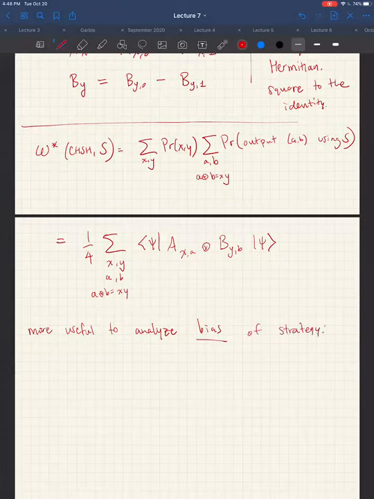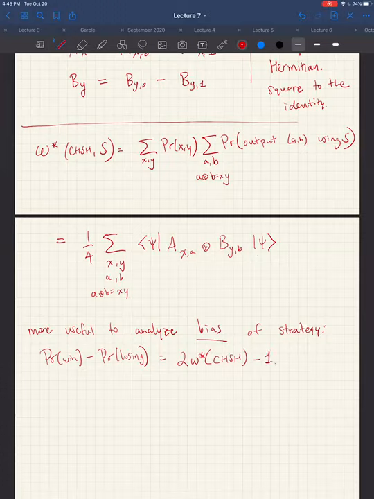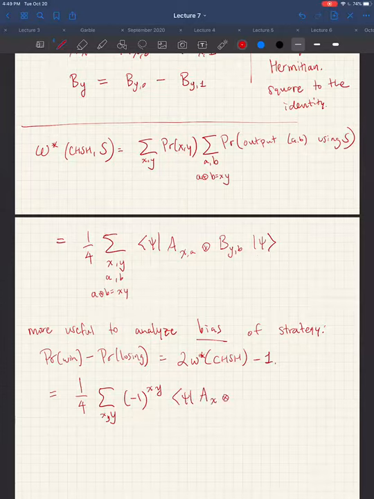So I'm going to look at another quantity, which is not the probability that they win, but rather the difference between the probability of winning minus losing. And this is just related to the winning probability in this way. The reason I'm going to use this is because I can write it in terms of the observables. So this is the same as 1/4 times the sum over the questions x, y. I won't need to sum over the answers anymore because they've all been folded into the observables.